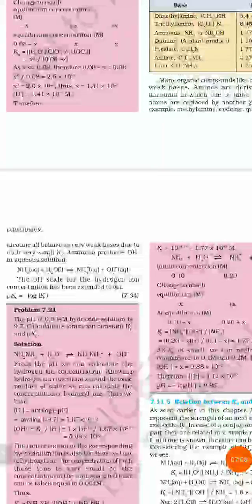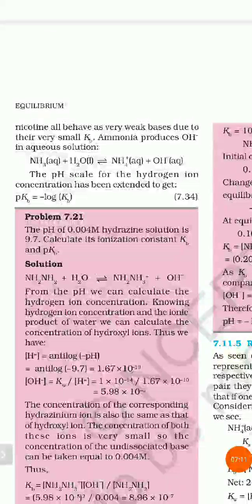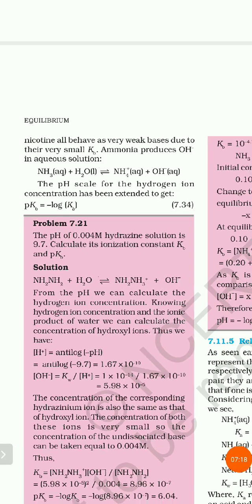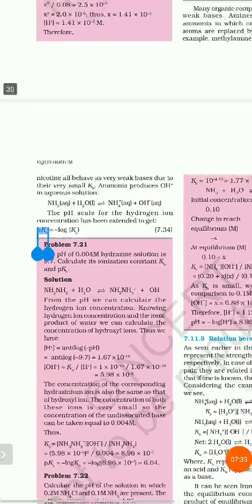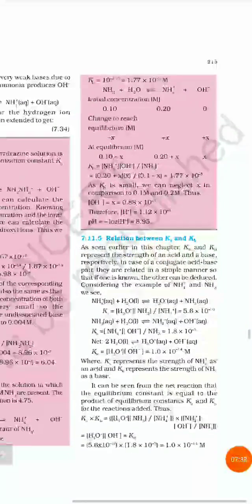Basic in nature, it will exhibit. So how are we expressing it in terms of the pH scale? pKb is equal to minus log of Kb. That means if you take an acid, it is pKa, and if you take a base, it is pKb. Therefore, pKb is equal to minus log Kb. So that is for the ionization of weak bases.